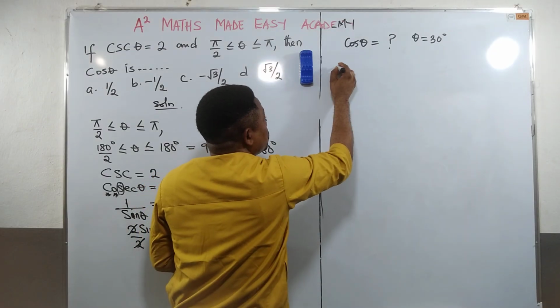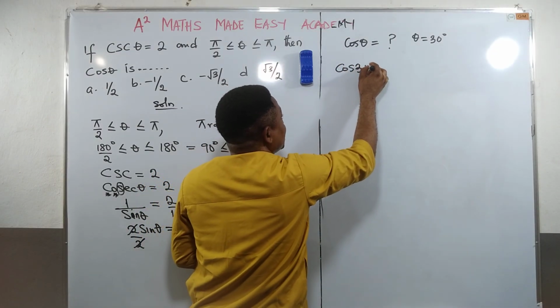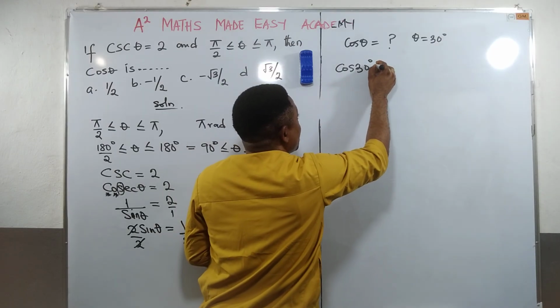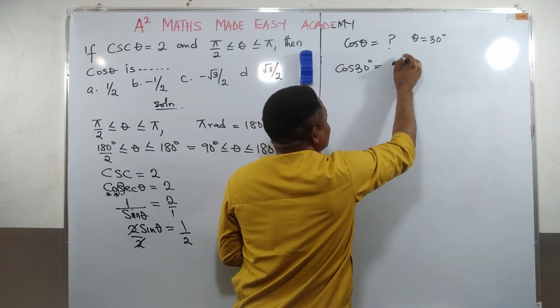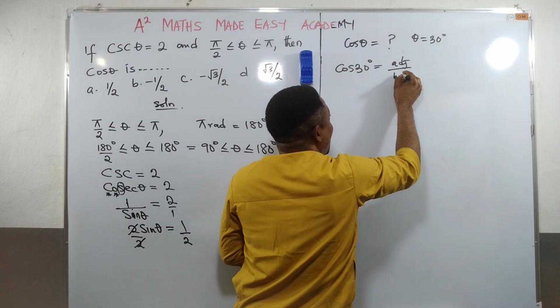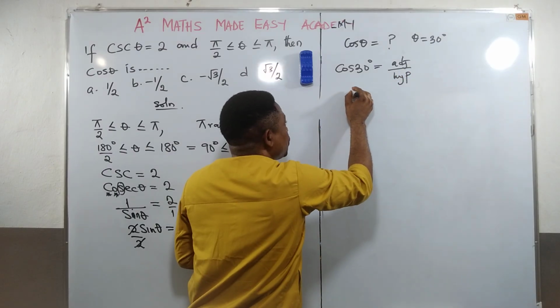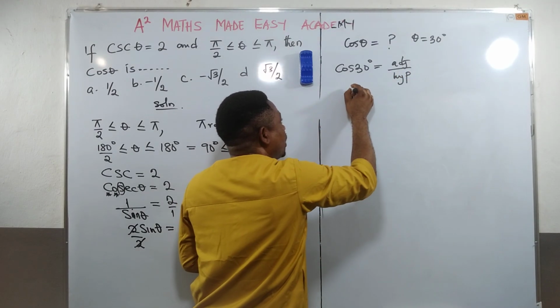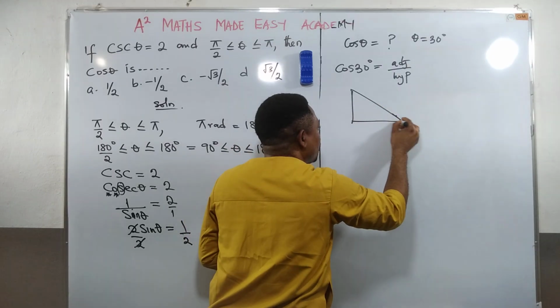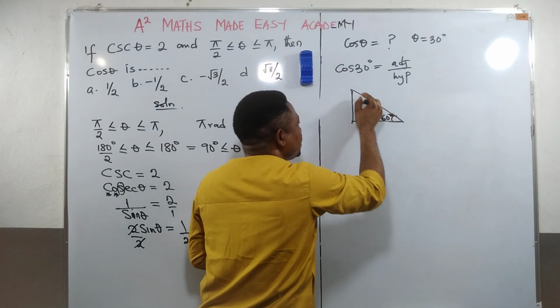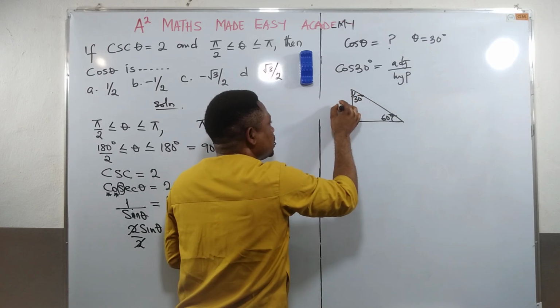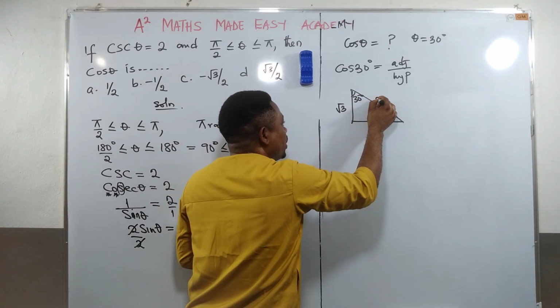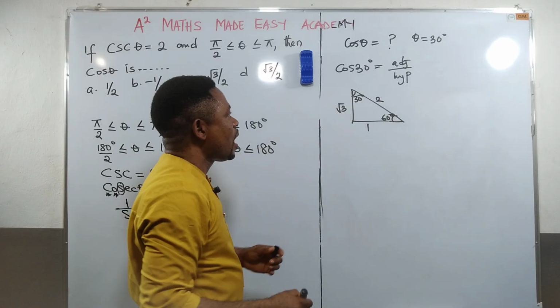So if we substitute, I will say cos 30 degrees is what? Remember that cos theta means adjacent over hypotenuse. I will now draw again the special angle. Remember I said this is 60, and this is 30 degrees. This is always square root 3, this is always 2, and this is always 1.